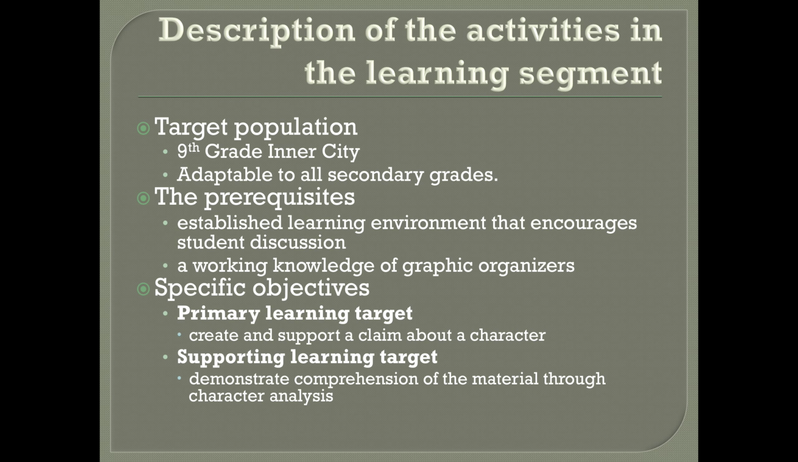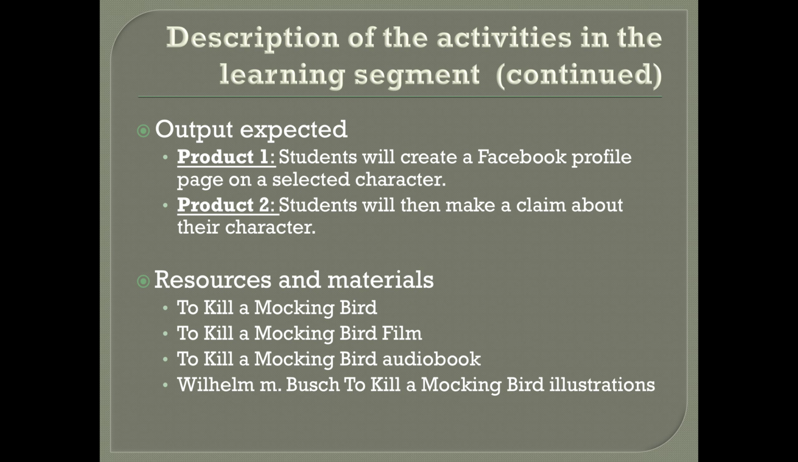And then there's 2 specific objectives for the end of this unit: to create and support a claim about a character and demonstrate comprehension of the material through a character analysis. 2 products are expected to be done by the end of this unit. One is to create a Facebook profile of a specific character, and then an additional product would be the students will make a claim about their character, specifically if their character could stay true to their morals in the present world. So we're actually going to take a character, let's say a character like Atticus Finch, and see if he can actually stay true to his morals in the current environment that we live in.